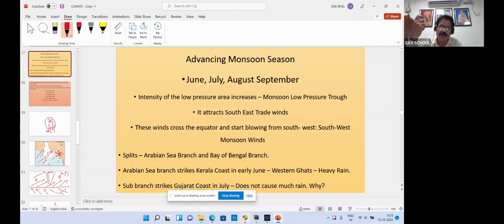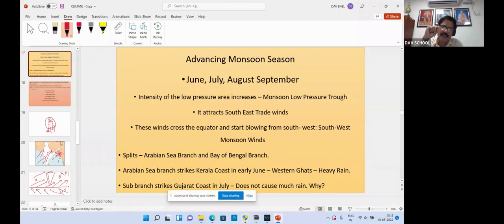After crossing the Western Ghats, they blow over the Deccan Plateau, causing a smaller amount of rainfall. Another sub-branch of the Arabian Sea branch strikes the Gujarat coast and blows over the northwestern part of India, but does not cause much rainfall because there is no relief feature to block the winds. The Aravalli Mountains are there, but they are located parallel to the wind direction, so they don't force the wind to rise up and cause rainfall.